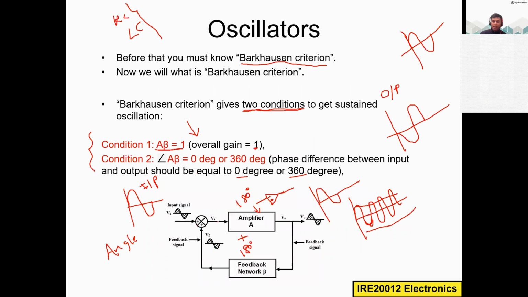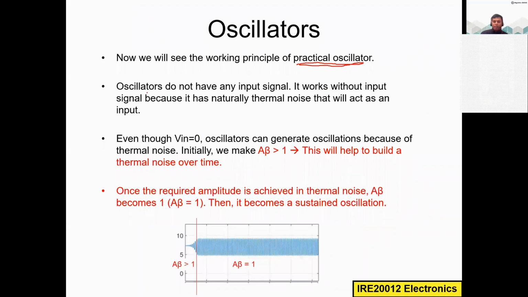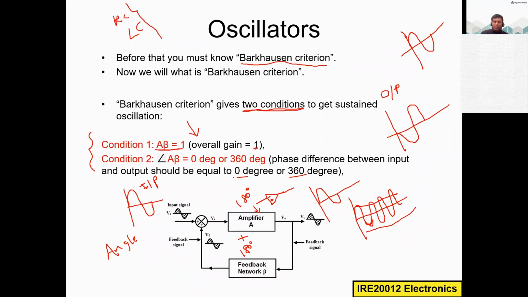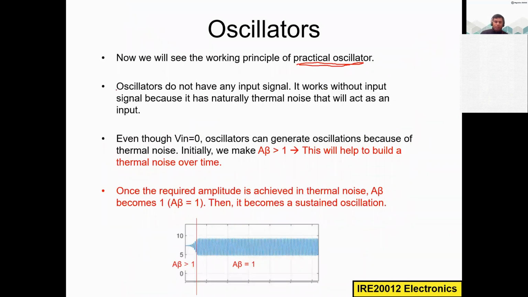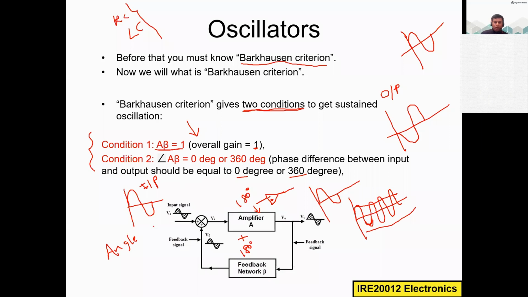So now I am saying something different from what I said in the previous slide. There I said we are applying the input signal and getting output, and then we are feeding back, combining, and applying it back to the amplifier, right? But in this slide, I say oscillators do not have any input signal. Actually, this is the truth. We do not apply any input signal, but the oscillator can still produce oscillations at the output.